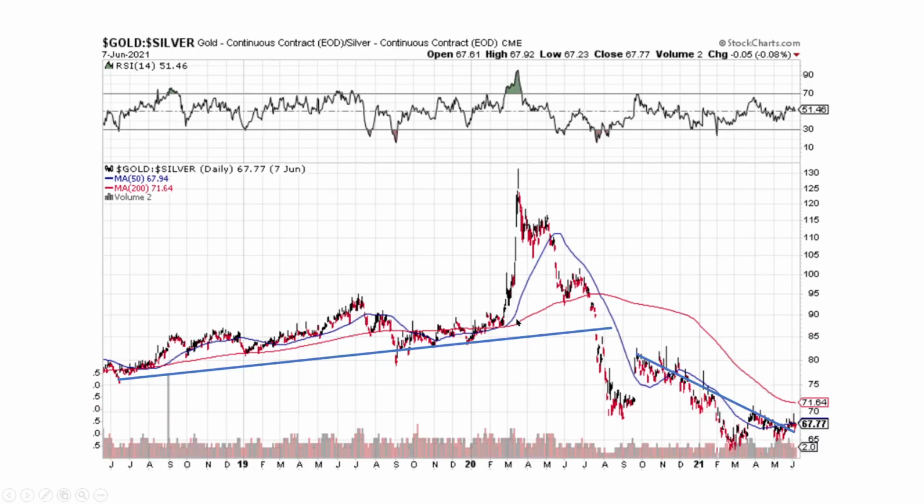Here's the gold to silver ratio. Again, this is signaling that we're in a commodity boom. Silver's outperforming gold. It's contracting. We're at 67.77, and we're right at this trend line area. Is this going to come back up, or are we going to come back down? And remember, this could come up a little bit if we do have a pullback, because silver is usually a supercharged move in relationship to gold.